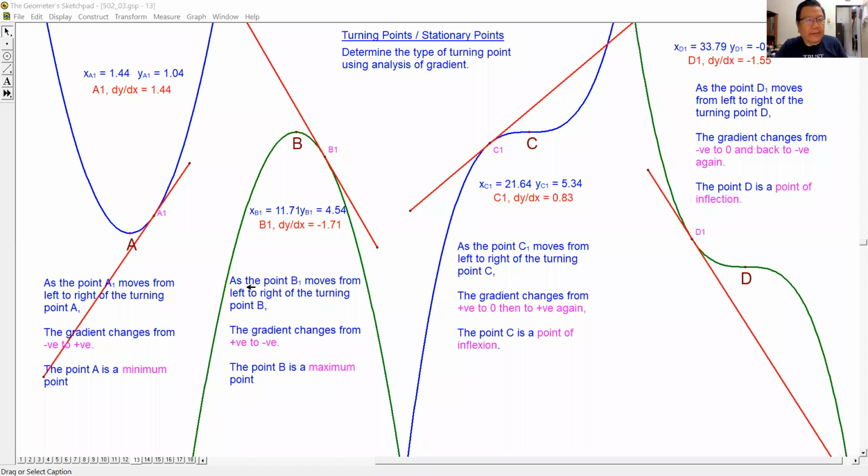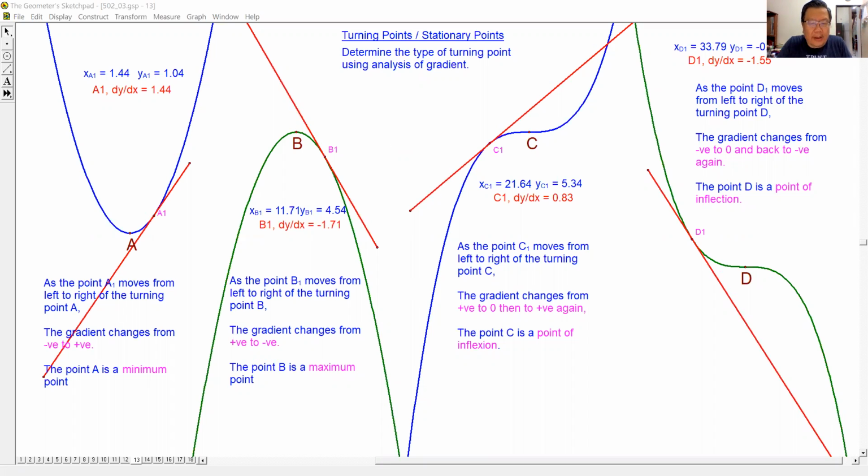Yeah. Okay, right. So today we are going to see how to find the turning points and how to determine the type of turning points. We are not going to determine the point of inflection. We are going to determine the minimum point and the maximum point, to decide whether it is maximum or minimum.